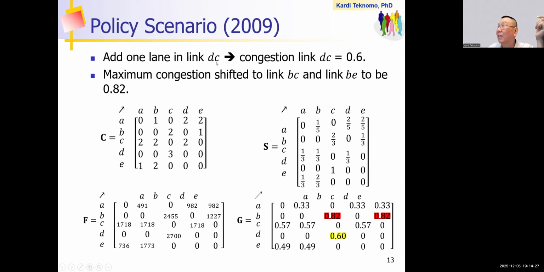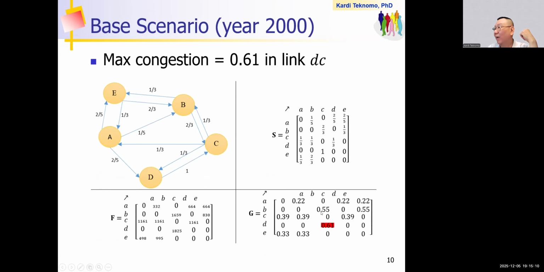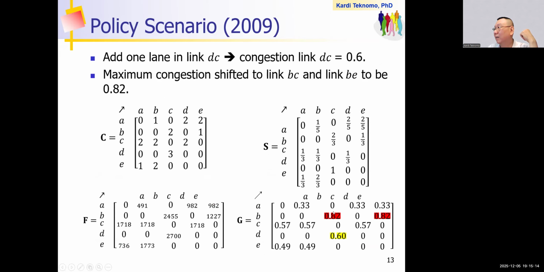So in link DC, before you add the lane, it was 0.9. Now it becomes 0.6. Oh, okay. If you add in the most congested link, yes, that link improves. But actually, the one that you do not see most of the time is the congestion shifting somewhere else. Now it becomes B, C, and BE. Now it becomes 0.82. Earlier it was 0.55. Now it increased, becomes 0.82. So that's okay. 0.82 is not 0.9 yet, isn't it?